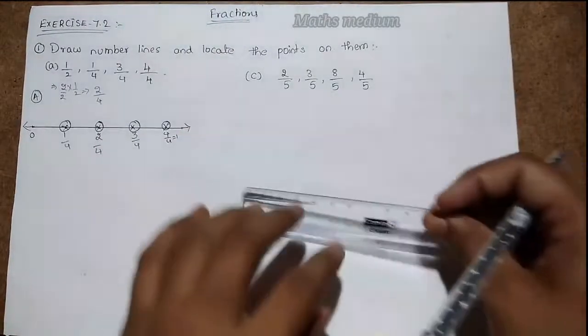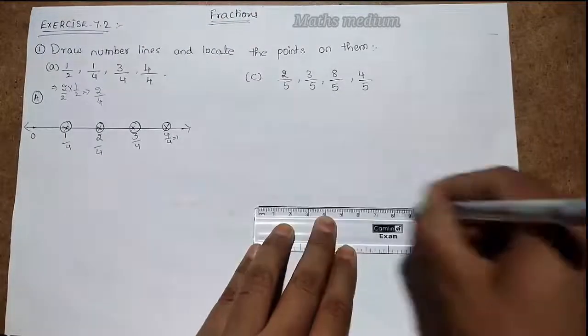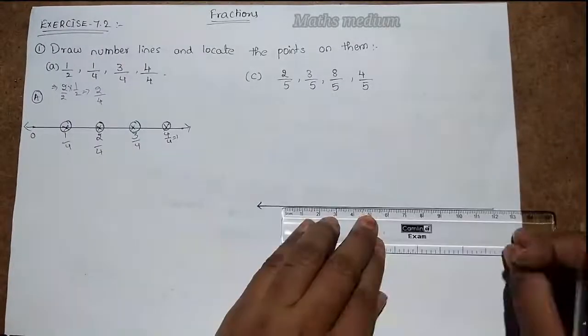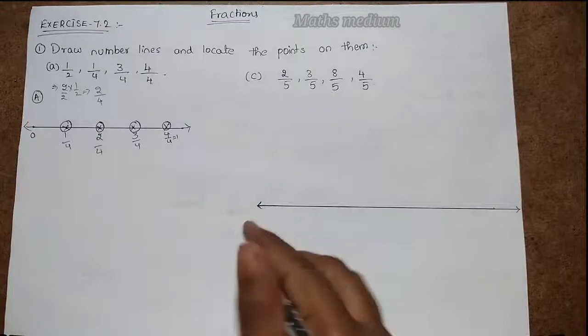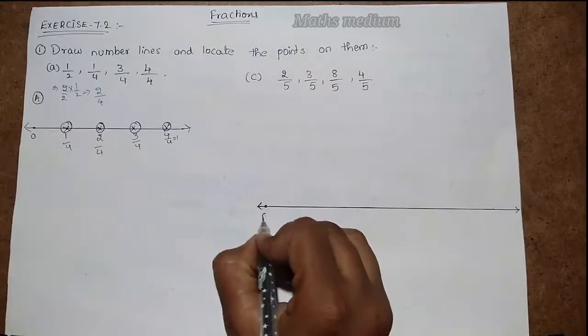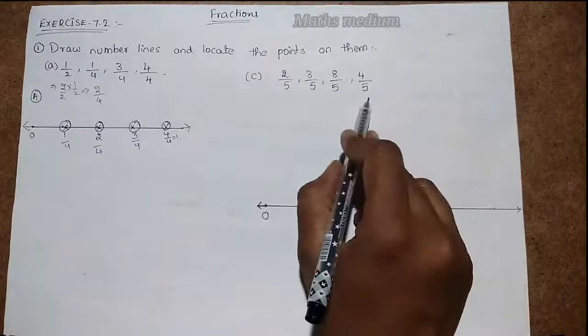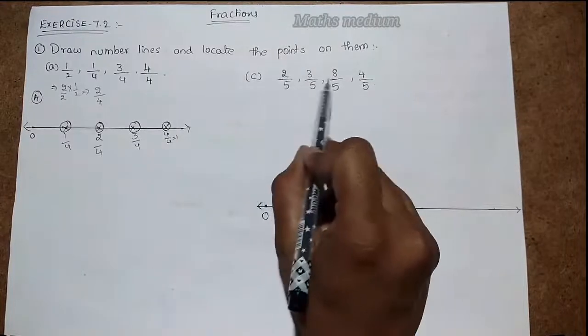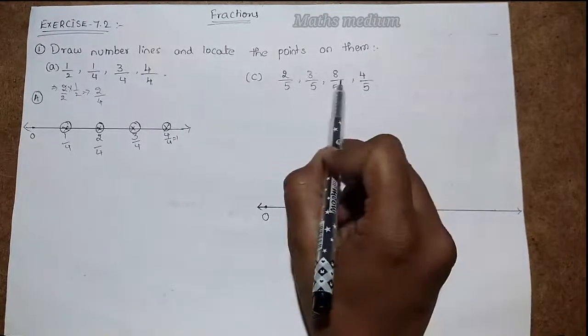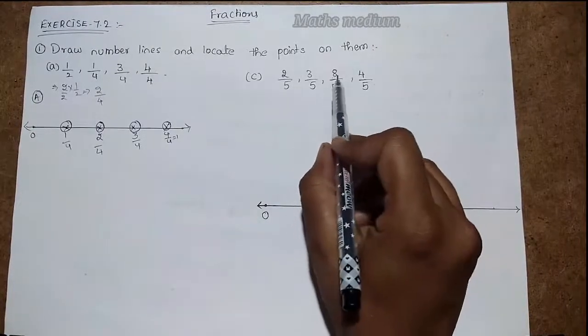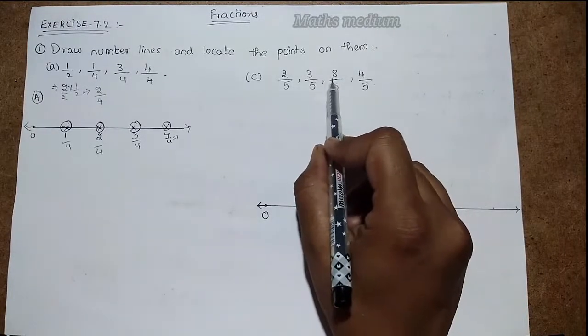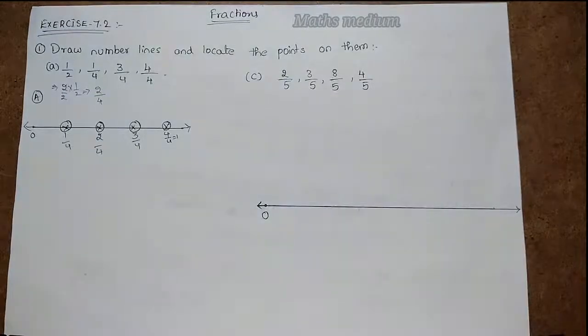Similarly, see here, take a number line for this. So extend this as much as possible. No need to represent negative values. So let's take here 0. Next it is all with 5. So we have to take up to 8 because the greatest numerator is 8. So we have to take it as more than 8 parts. 8 is enough for this. So let's start the number line.